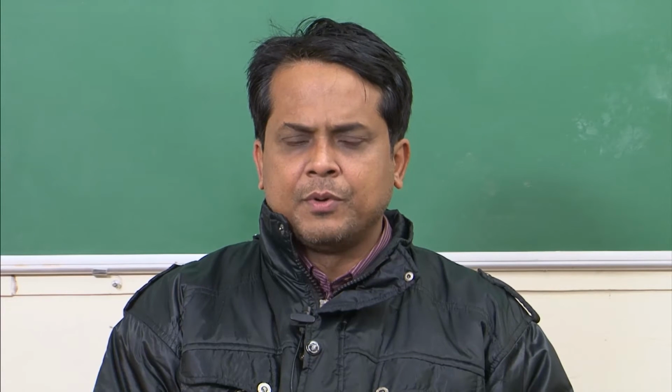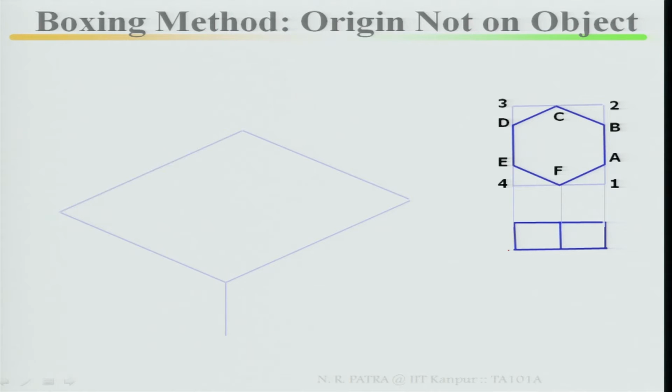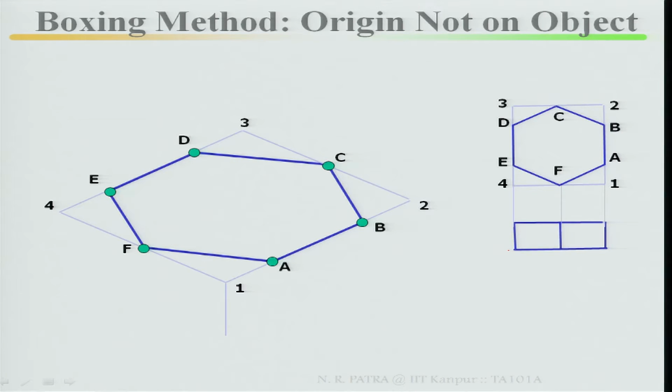Then let us start with the boxing method, where your origin is not necessarily the same point of origin; you can take the origin at any point. This is the object, you mark it with different coordinates 1, 2, 3, 4, then your hexagon A, B, C, D, E, F. First finish your isometric box, 1, 2, 3, 4 top surface, then in the depth directions from the top surface mark the respective points, that is your A, B, C, D, E, F. Then join A, B, B, C, C, D, D, E, E, F, F, A.